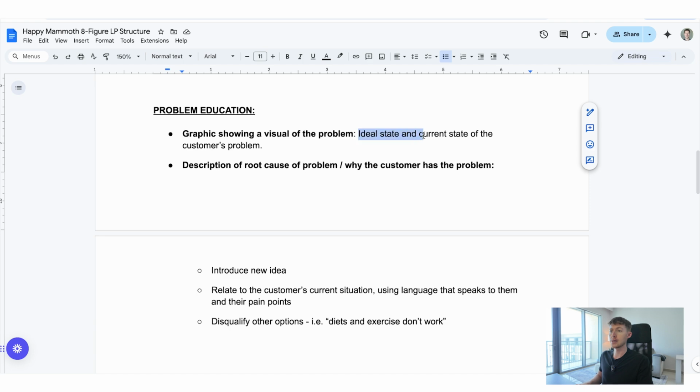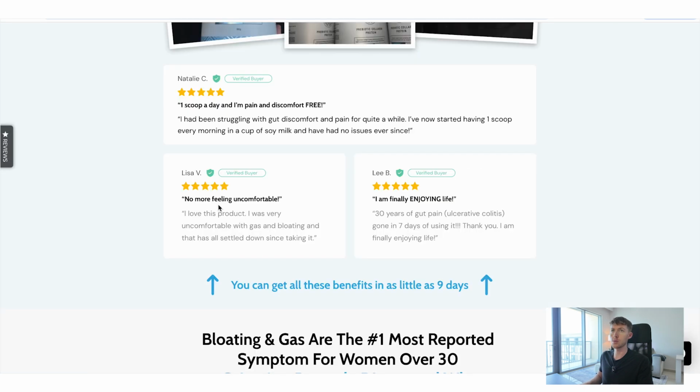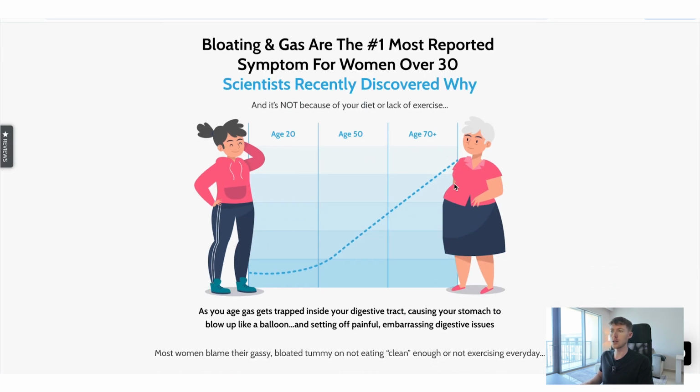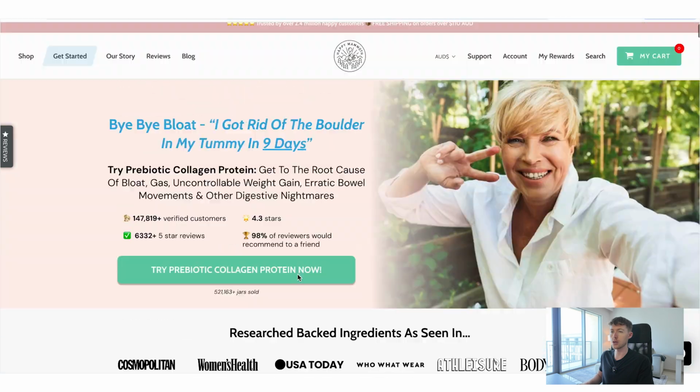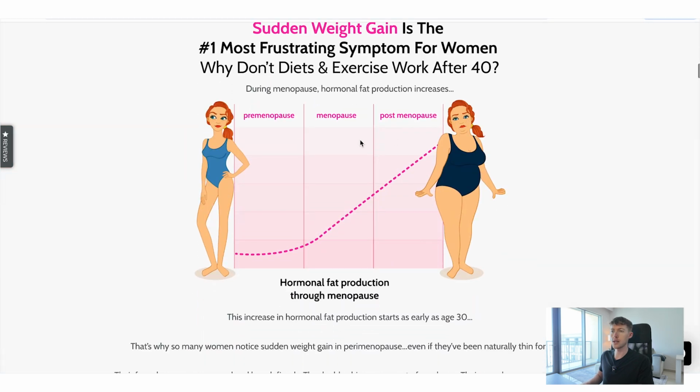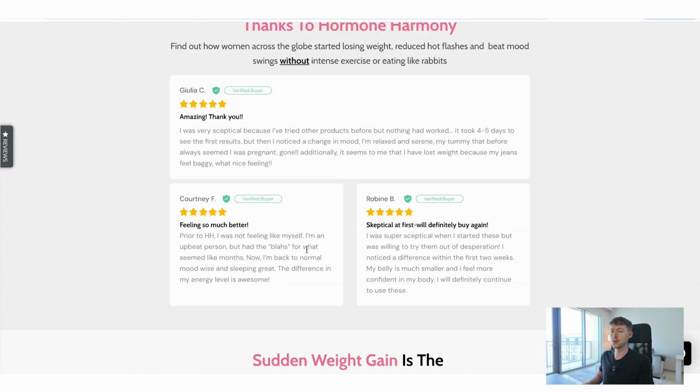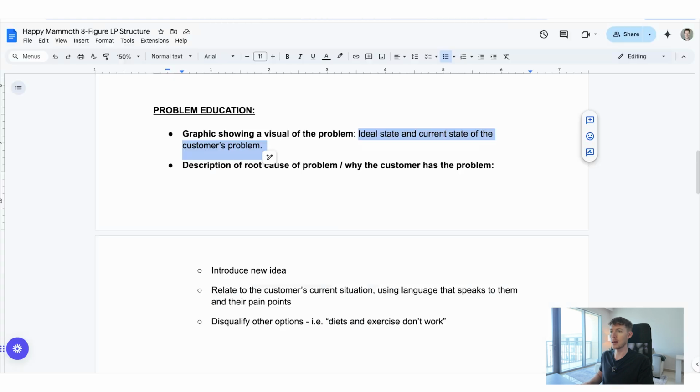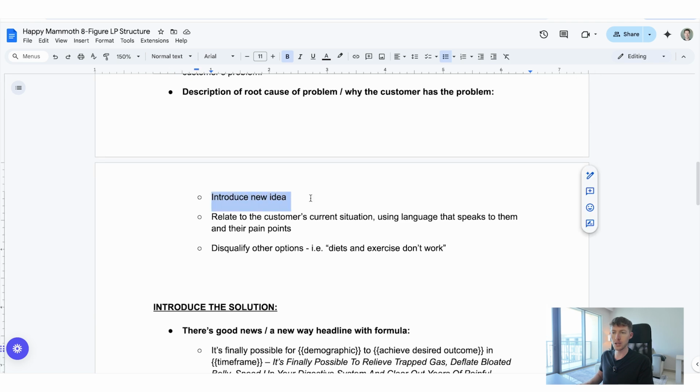And as we can see, it's the ideal state and current state of the customer's problem, right? We saw one example there. This is another one. It shows a graph, and it's kind of interesting. You're curious to find out what does this actually mean, right? How can I get back to the desired state, right? So we see it's the same thing over and over again. And then we have a description of the root cause of the problem, why the customer has the problem. And we do this by introducing a new idea first.